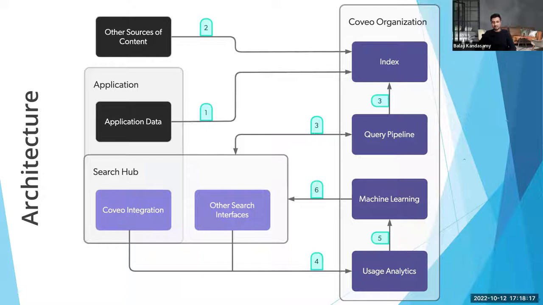And they also have something called a search hub, where things are organized into one hub. In most cases, this will be either a website or a particular section inside the website, which is also called a hub. And they also have other search interfaces. Any interaction that you do with that goes into number four, which is your usage analytics. Eventually that is fed into the machine learning, and the machine learning also helps in fine-tuning and relevance. That's number six, coming back. So this is the general overall architecture of Coveo.